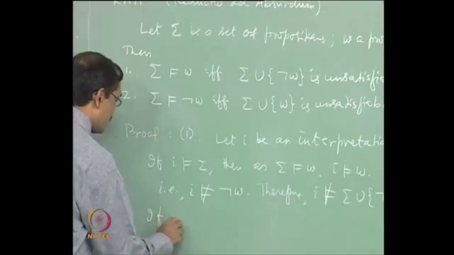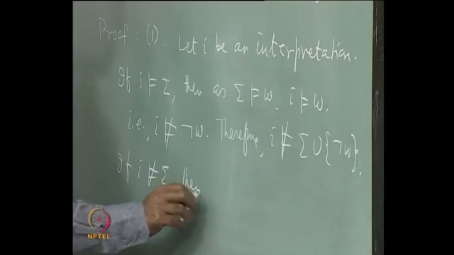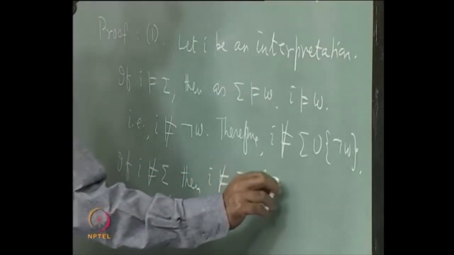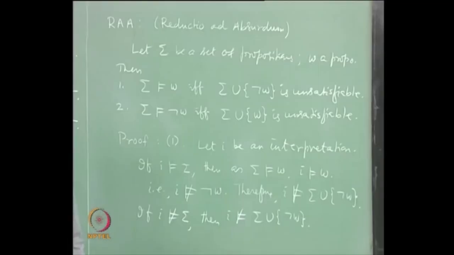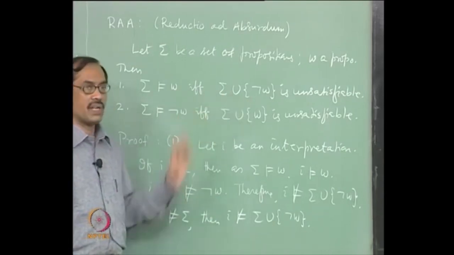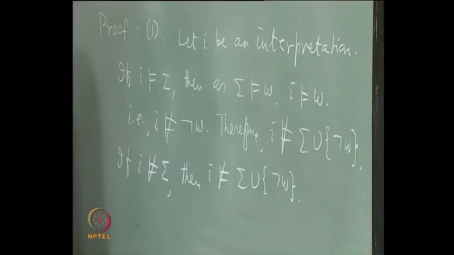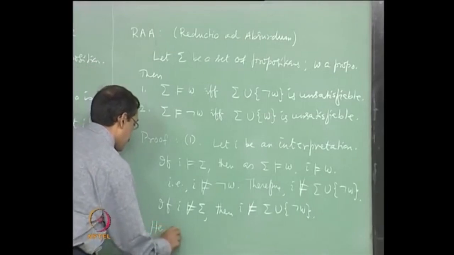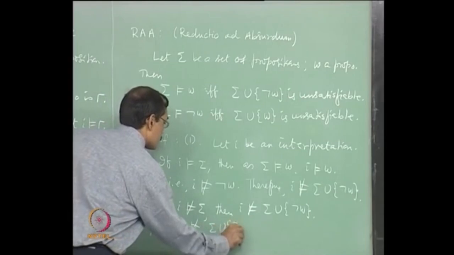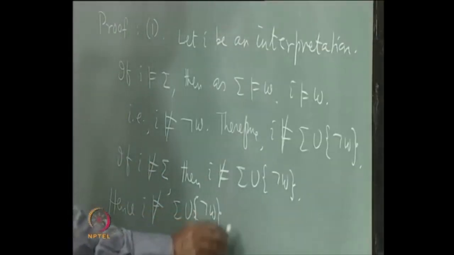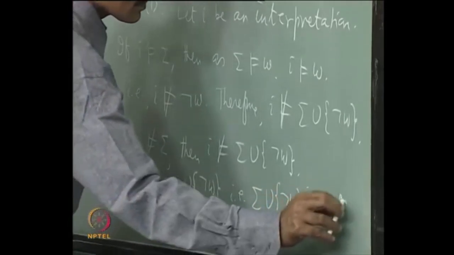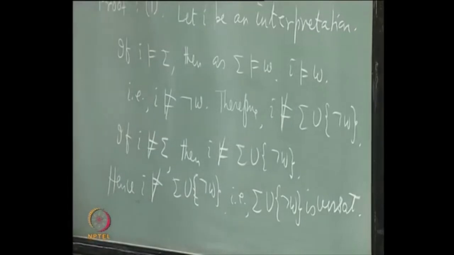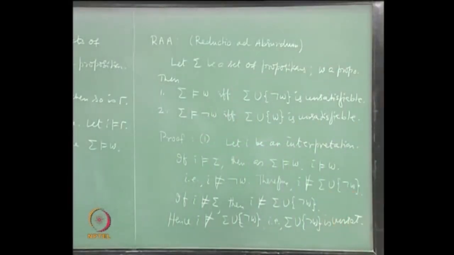So, if I is not a model of sigma, then I is not a model of sigma union not W, because sigma union not W is a superset of sigma, so it is not a model of sigma union not W. So, in either case you get I is not a model of sigma union not W, therefore, sigma union not W is unsatisfiable. So, that proves one side of that if and only if statement of one.